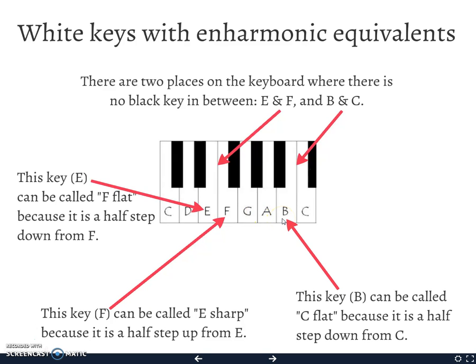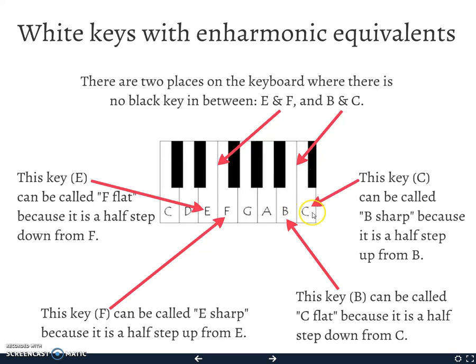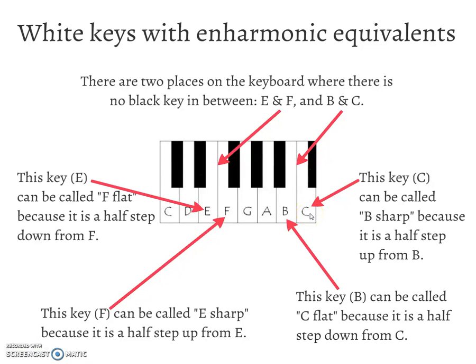Looking at this key B, we could call this C flat because again there's no black key here. So as we're going down the keyboard from C, the next thing that we run into as we go to the left is B. And similarly, we can call this key C, we can call that B sharp. B, and the next thing we run into going up is C. So we could call this C, or we could call it B sharp. So even the white keys have an enharmonic equivalent.